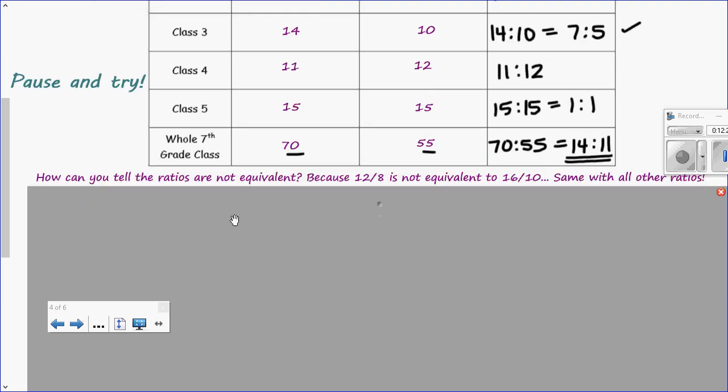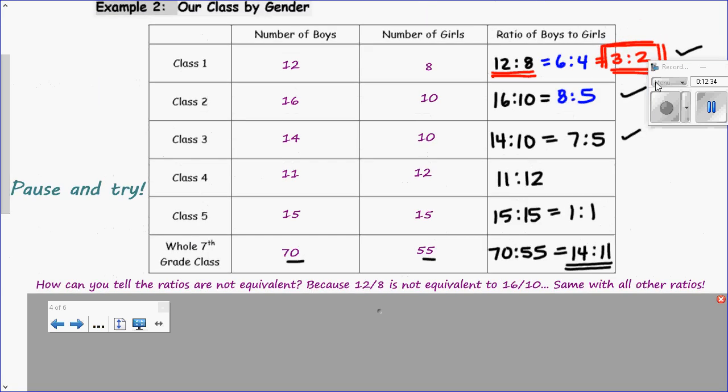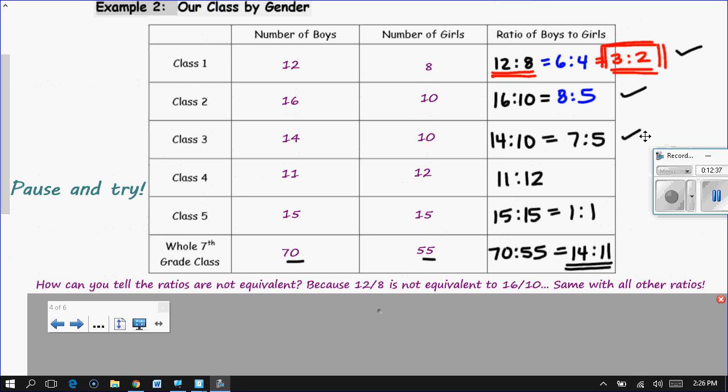Okay, and then how can you tell ratios are not equivalent? We know that 12 to 8 is not equivalent to 16 to 10 because when we reduce them, we got 3 to 2 and 8 to 5. When you reduce them, you will get the same thing if they are equivalent ratios.